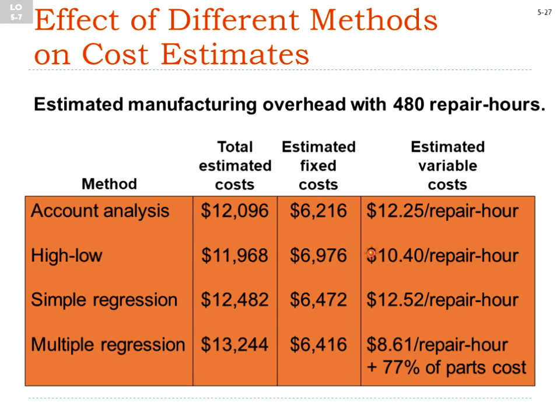And then you have multiple regression here. It gives us a base amount of $8.61 per repair hour, and then you also add 77% of parts cost. I'm not sure exactly how accurate that is or how close it can be to the simple regression or account analysis methods, but again, the purpose of this slide is just to show that depending on what estimation method you use, you can come up with some pretty drastically different amounts.